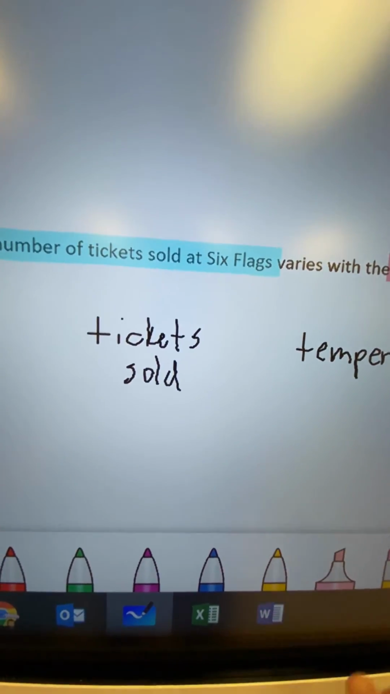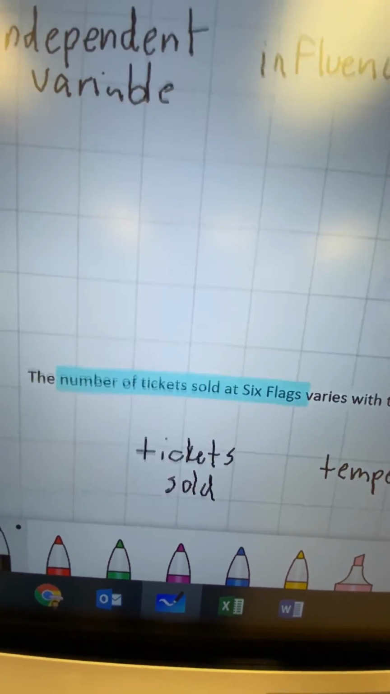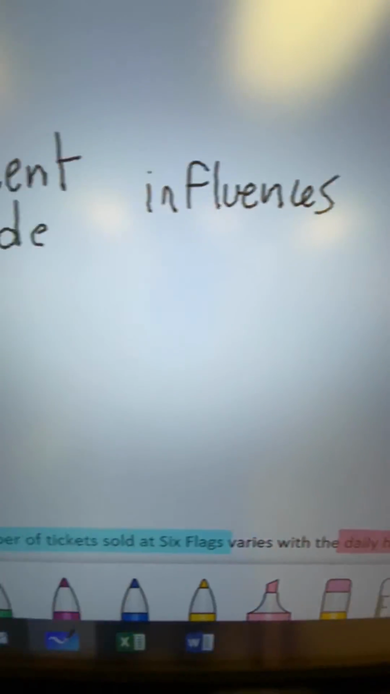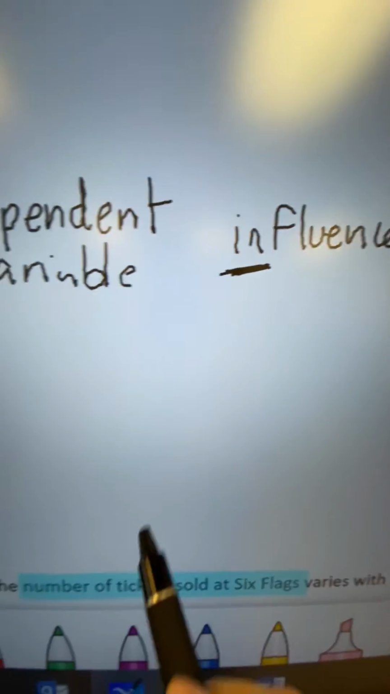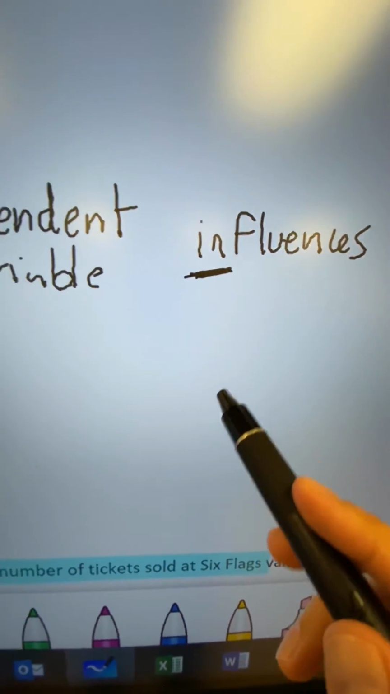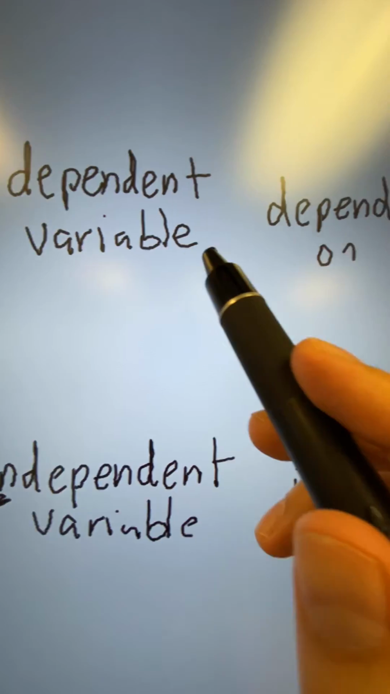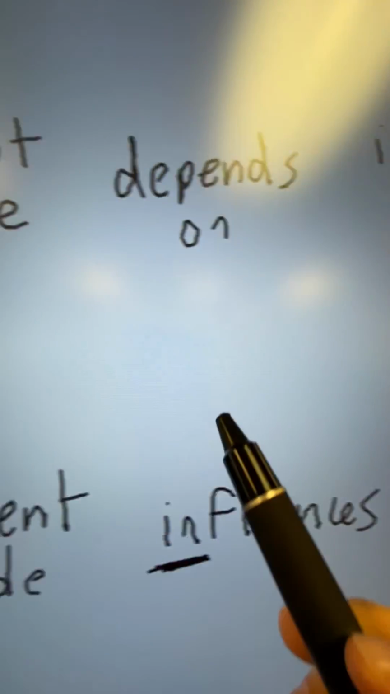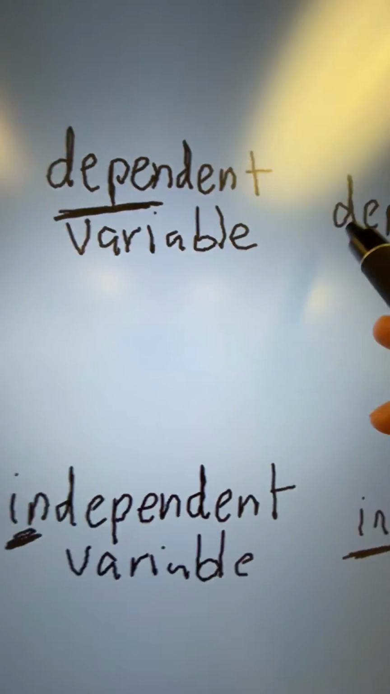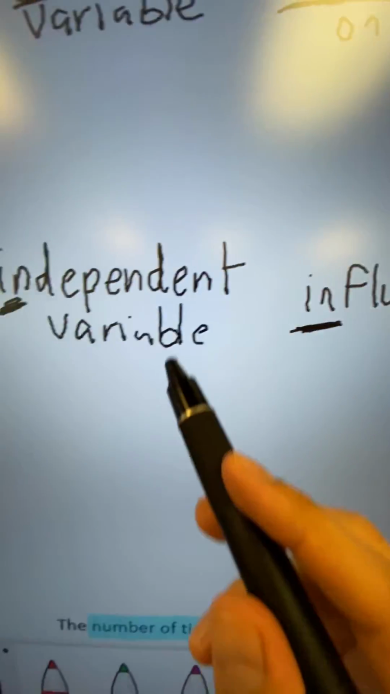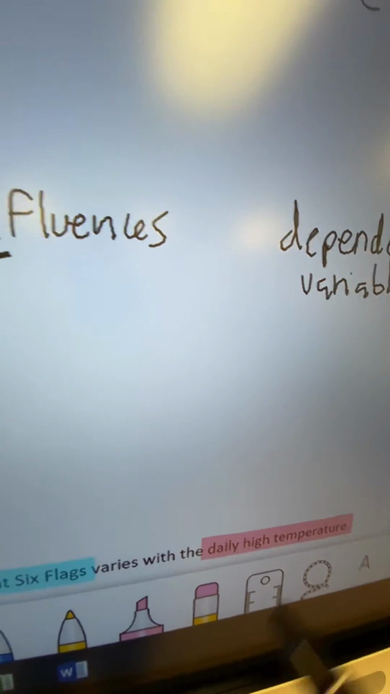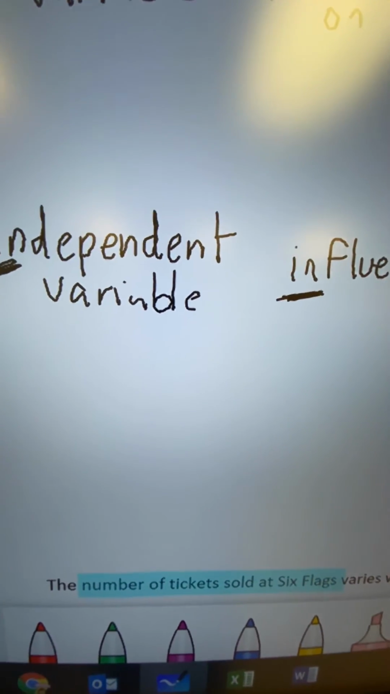I actually use two phrases to help me figure this out. The first phrase is: the independent variable influences the dependent variable. Notice the prefix in is the same prefix as influence, so the independent is the one that influences. The other phrase I use is: the dependent variable depends on the independent variable. Notice my dependent depends. So the dependent is always going to depend on the other one, and the independent is always going to influence the other variable. Those two phrases help me figure out which one is which.